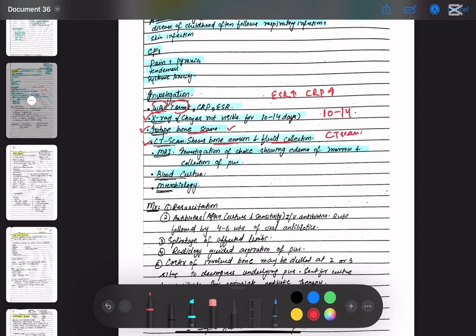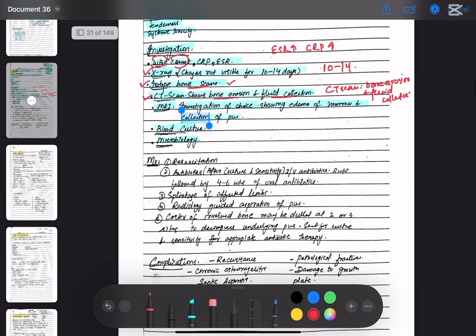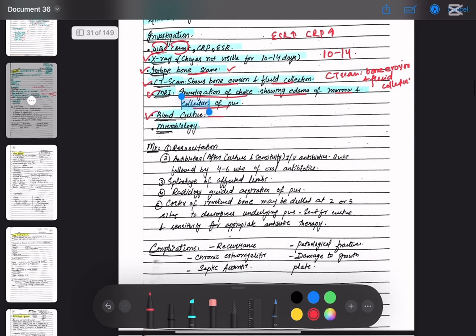CT scan shows bone erosion and fluid collection. MRI is the investigation of choice, and it shows the edema of marrow and collection of pus, and blood culture is done to find the causative organism, so that the specific treatment is provided. And microbiology is also done for this causative organism.